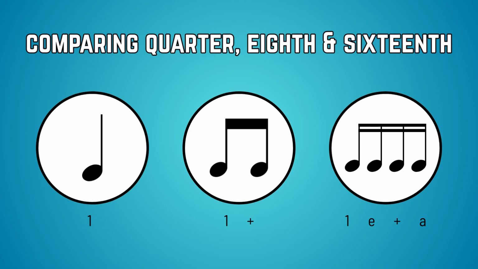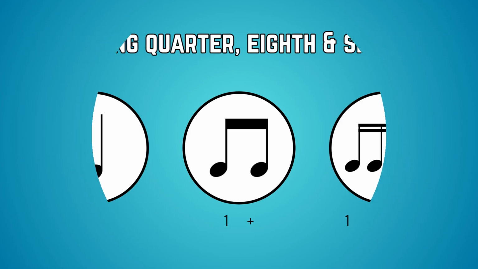A quarter note gives us 1 sound. 2 eighth notes give us 2 sounds. 4 16th notes give us 4 sounds. Subdivision helps musicians place these sounds accurately within a steady beat.